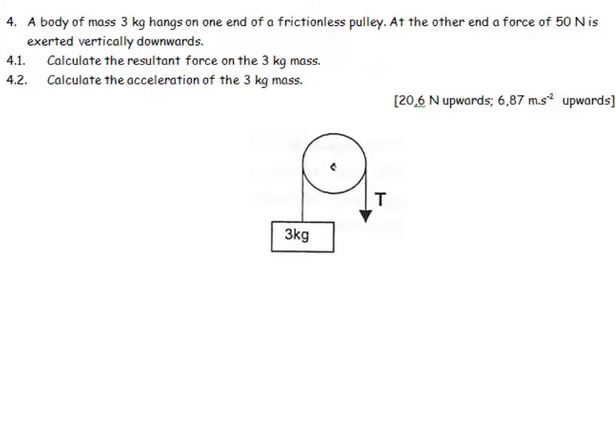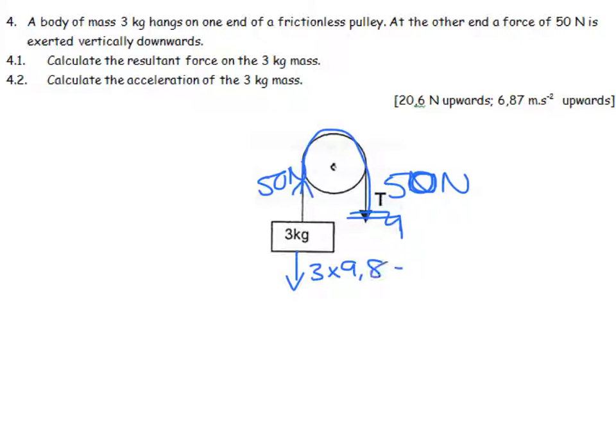A body of mass 3 kilograms hangs on one end of a frictionless pulley. On the other end, there's 50 newtons. So I know that this tension is 50 newtons, and the tension's the same all the way in that string, so there's 50 newtons acting up over here. This force over there is 3 times 9,8, which is equal to 29,4 newtons down.